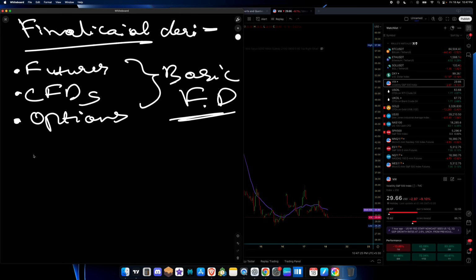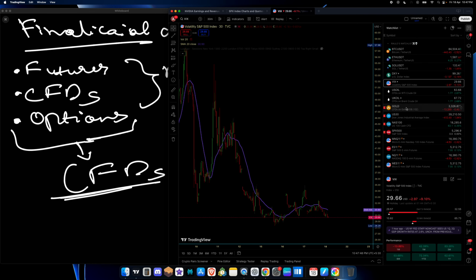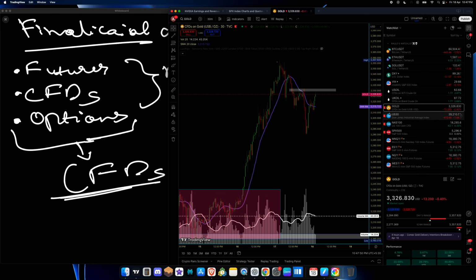The easiest of these three, meaning the least knowledge required to trade, is the CFDs. You are basically trading so-called contracts of an underlying asset. So what does it mean? Let me show you this over here. Gold, as you can see here, the chart is CFDs on gold.